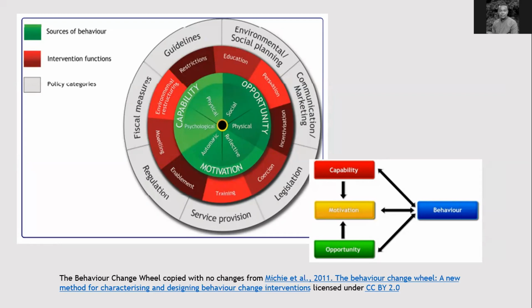And then surrounding the sources of behavior is where you can intervene. So you have the red circle, which shows the intervention functions, and the gray circle is the policy functions that you can use to intervene. So we mapped our findings and our themes around the sources of behavior, and then I will be discussing some of the intervention and policy functions that we can use to intervene.